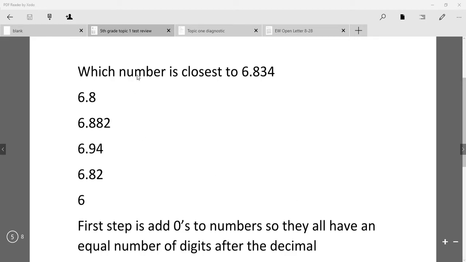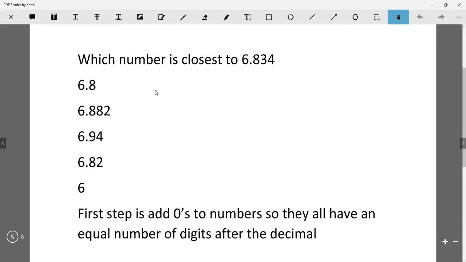Alright, today we are going to go over how to figure out which number is closest. Okay, so I'm going to go over a couple of tricks to help you with this, but basically we're looking at which number is closest to 6 and 834 thousandths, or 6.834.